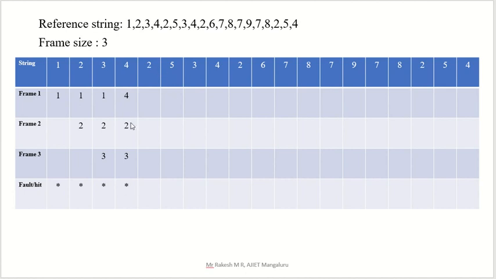And 2, is there an entry? Sorry, 2. Yes, 2 is there. So no need to call from secondary memory. That particular page is there in frame 2. So write it as it is. Then that is a hit. That's why don't put a star mark there. Either put a right mark or keep it blank.